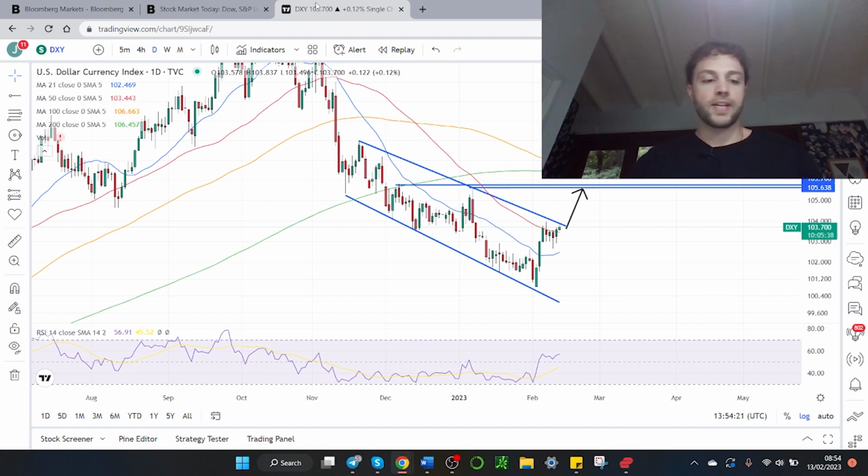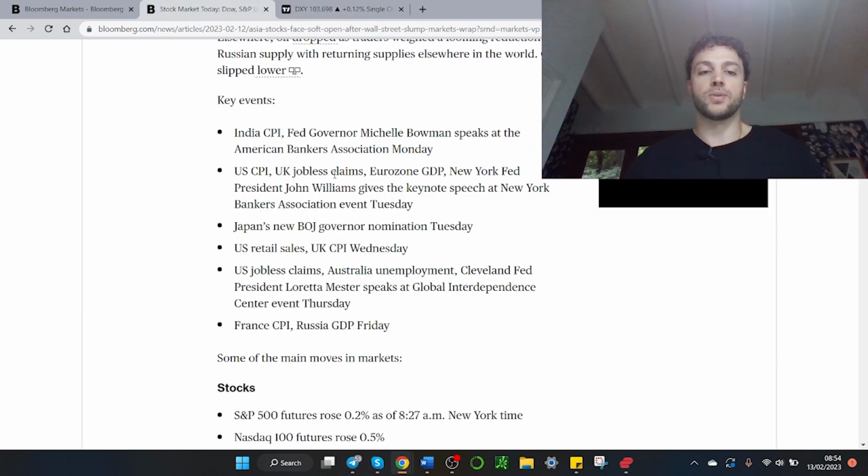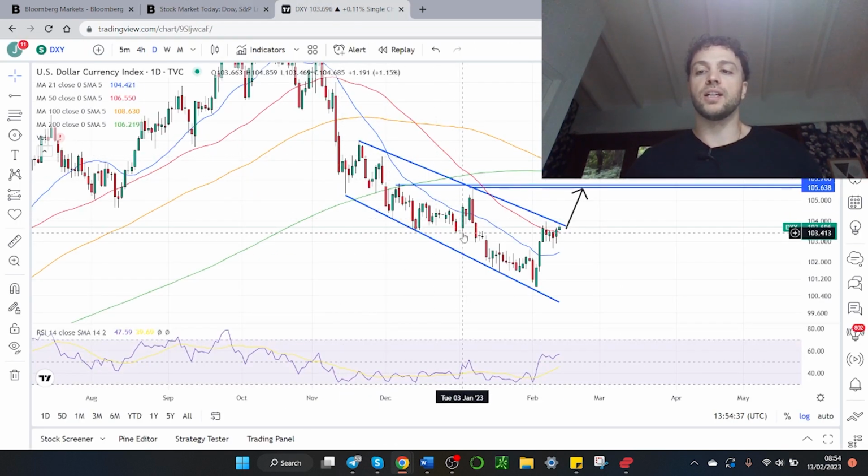You know, strong jobs data, strong ISM services PMI, hawkish Fed, all of these things pointing towards the Fed's interest rate going above 5%. It's just another reason to think that interest rates are going above 5% in the US. So it could sort of feed into this upside we're seeing in the dollar index and the upside we're seeing in yields.